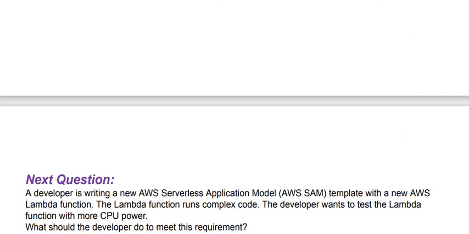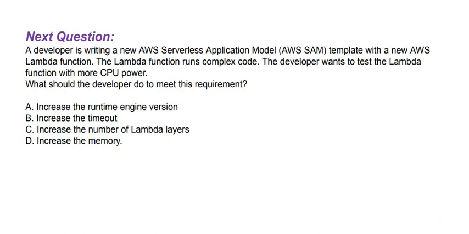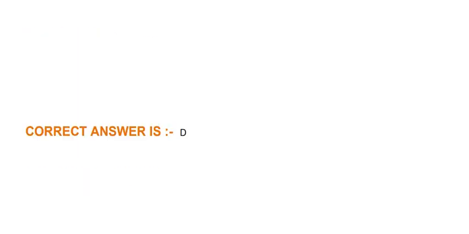Next question is, a developer is writing a new AWS Serverless Application Model template with a new AWS Lambda function. The Lambda function runs complex code. The developer wants to test the Lambda function with more CPU power. What should the developer do to meet this requirement? Option A. Increase the runtime engine version. Option B. Increase the timeout. Option C. Increase the number of Lambda layers. And option D. Increase the memory. The correct answer is option D.